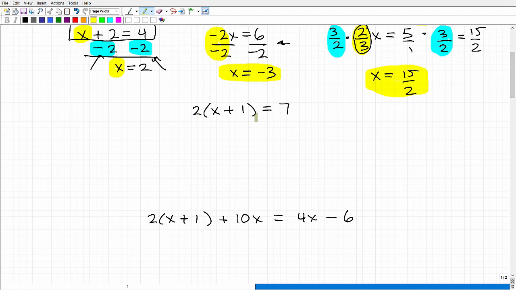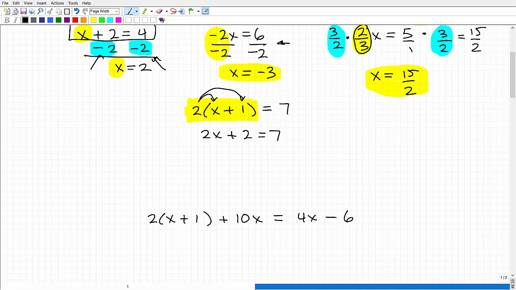All right, so what about an equation like this? 2 times (x plus 1) equals 7. Well, in algebra, anytime you see parentheses like so, this is an indication that you have to do the distributive property before you do anything else. So let's go ahead and do that now. So this is going to be 2 times x, or 2x, plus 2 times 1. So that's going to be 2x plus 2 equals 7.